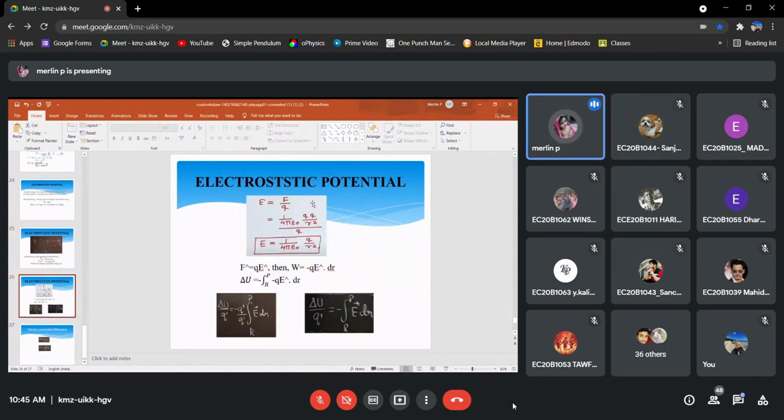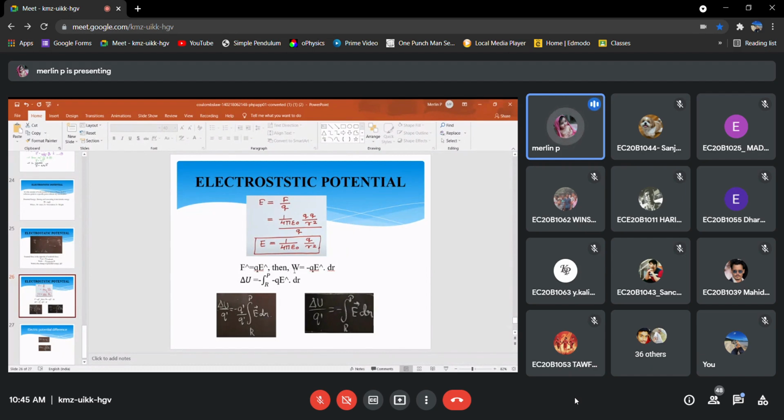Okay. The electrostatic potential, generally we know that E is equal to F by Q, force per charge. So this can be written as force is equal to Q into E. Force vector F is equal to Q into E vector. From this E is equal to F by Q equation, we can write force is equal to QE vector.